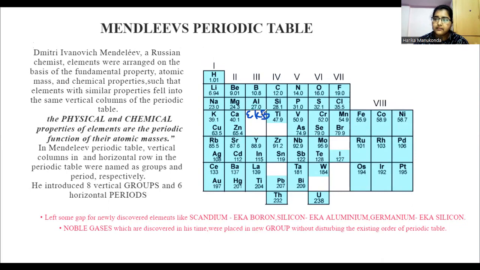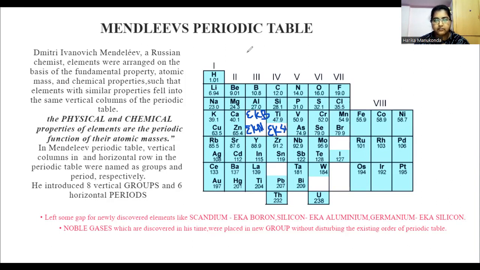He thought that the element would have the same physical and chemical properties as boron. Later Eka boron was named, as you can see here, scandium. In the same way, below Eka boron, he named a gap Eka aluminium. And beside Eka aluminium, he named it Eka silicon. So he left the gaps for the introduction of new elements.